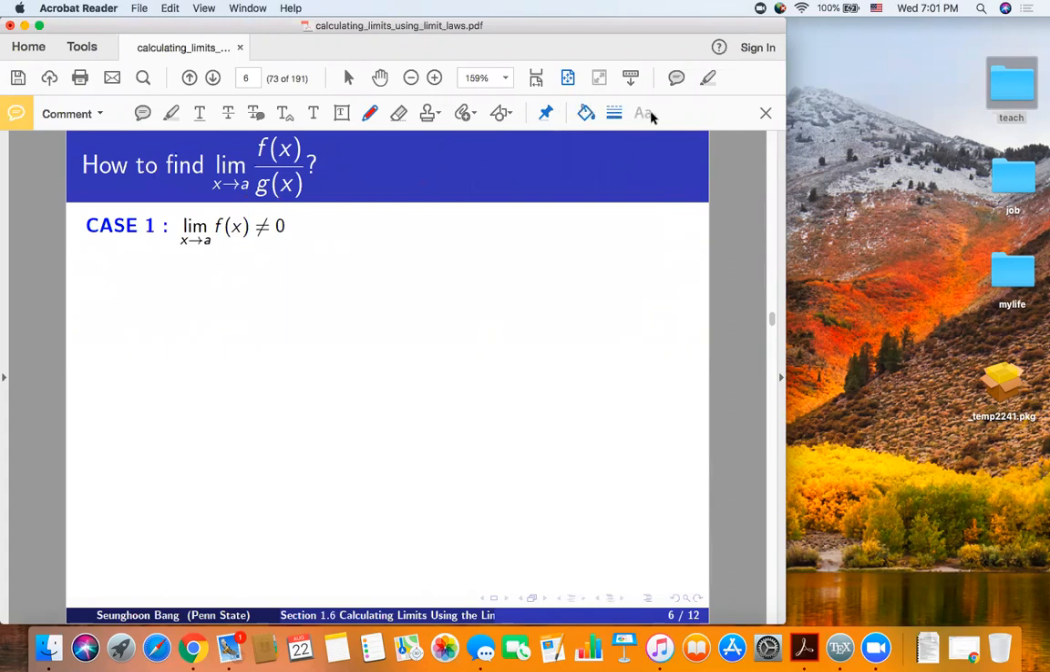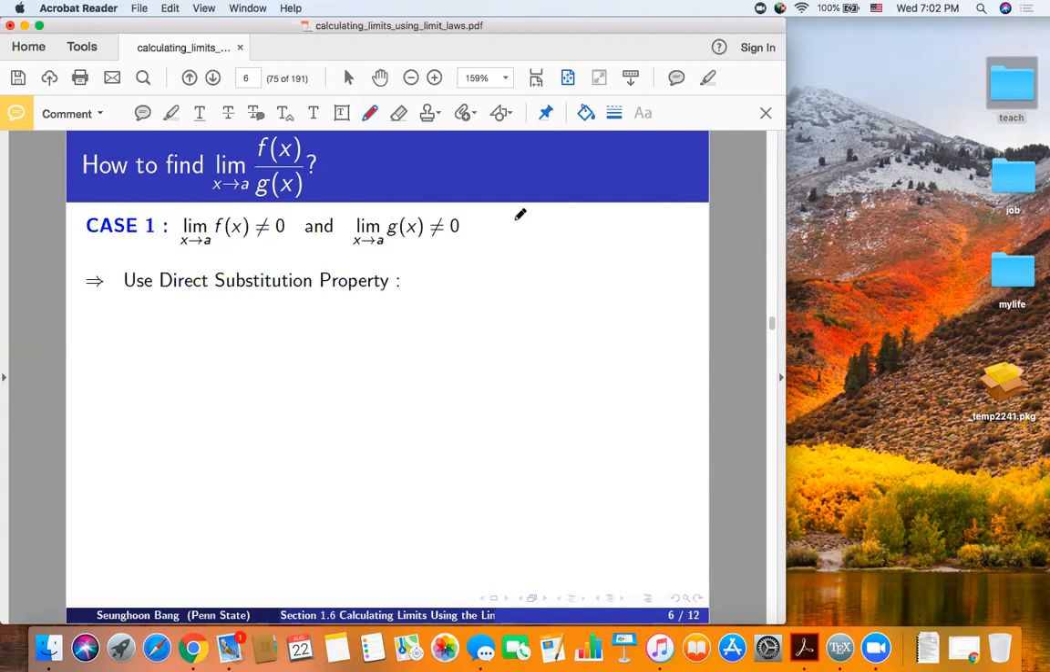The limit of f of x as x approaches a is not equal to 0. The top one is non-zero and the bottom one is non-zero. So what does it mean? The top is non-zero and the bottom is also non-zero. In this case, how can you solve a non-zero over non-zero form?